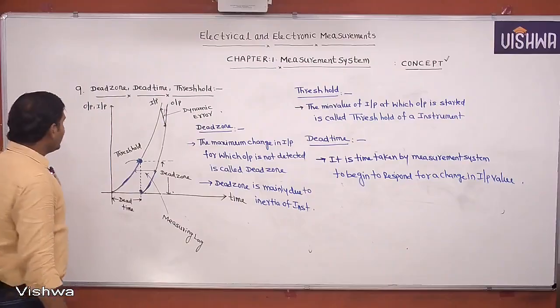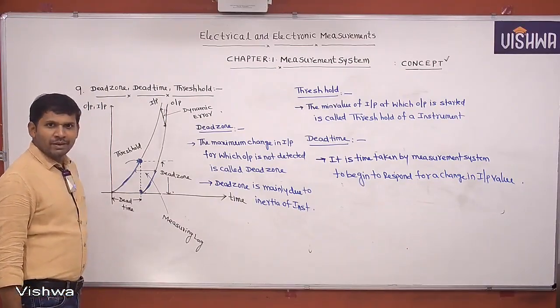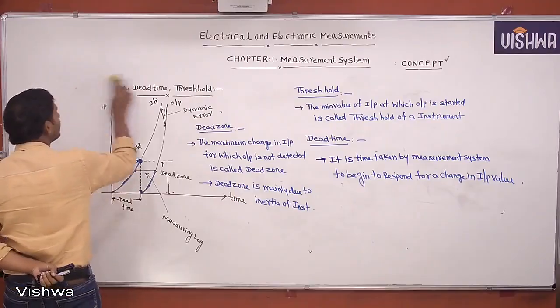Now we go to another undesirable characteristic of an instrument, which is drift of an instrument. Concentrate on drift of an instrument.